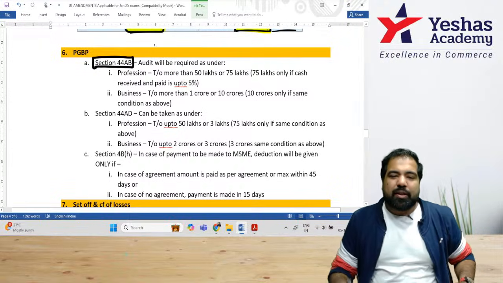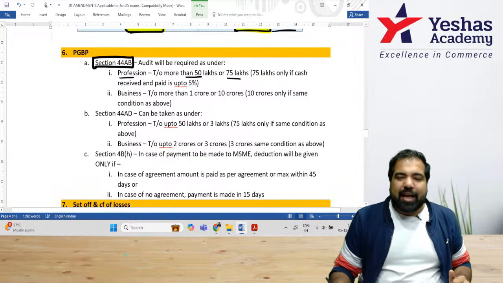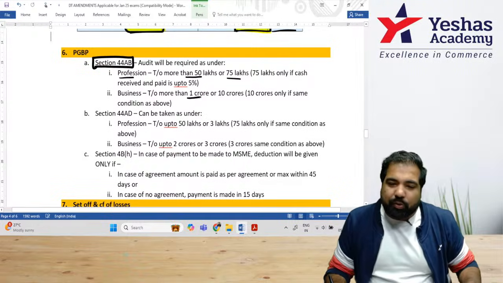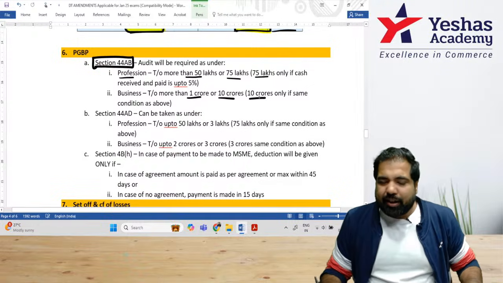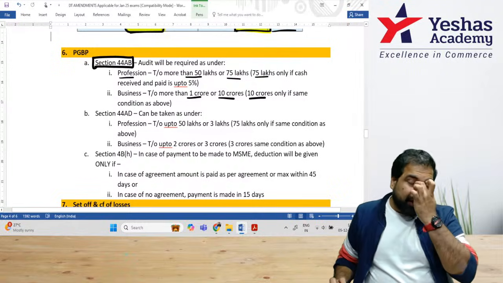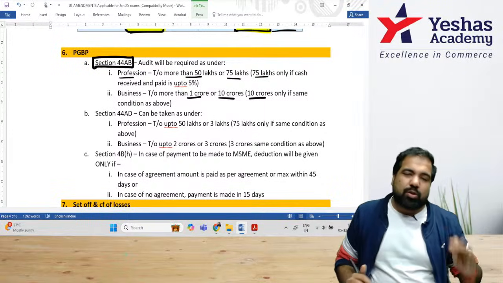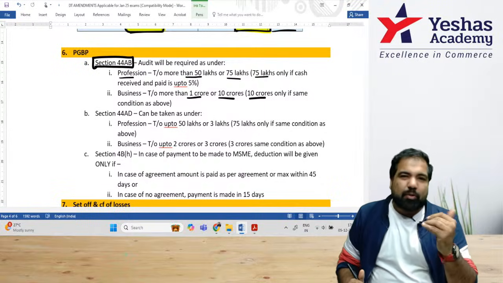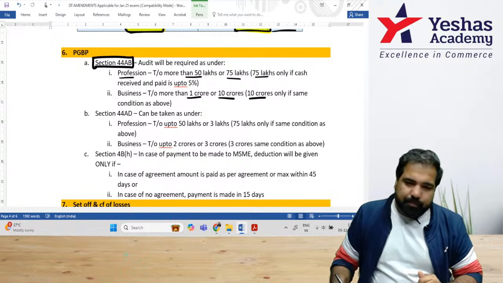And what is big person? In a profession, if your turnover is more than 50 lakh or 75 lakhs, and in business, if your turnover is more than 1 crore or 10 crore. I'm just reminding you that this 75 lakh and 10 crore limit will only apply to you if your cash transactions are low, cash receipts also low, and cash payment also low, up to 5%. Guys, some of these amendments you might know, but refresh them. Some will be very new, so learn them with me.